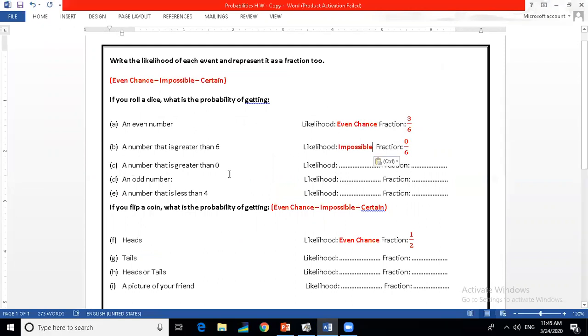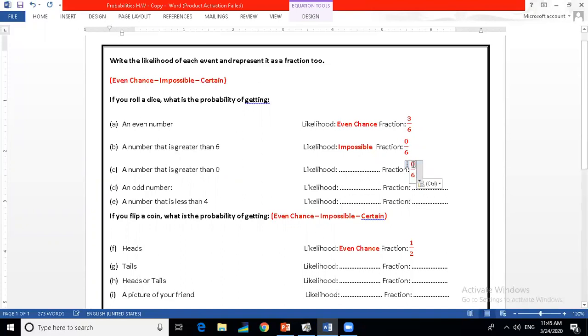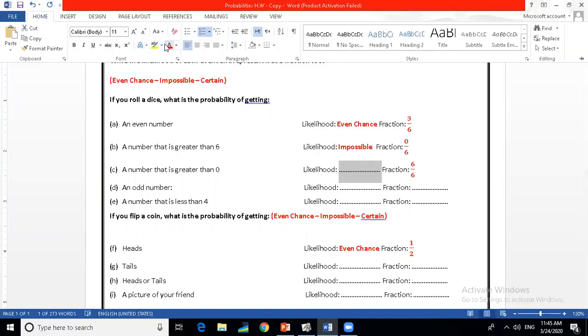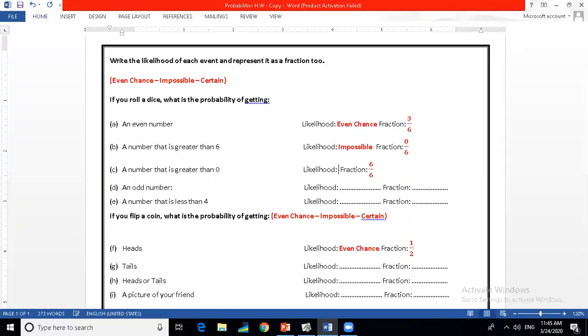Question C, a number that is greater than 0. Well, when I roll a die, I'm going to have 1, 2, 3, 4, 5, or 6. All of them are greater than 0. So how many as a fraction? How many of the 6? Exactly, it's going to be 6 out of 6. All the options that I have are greater than 0. So it's 6 out of 6, which is going to be certain. Certain.